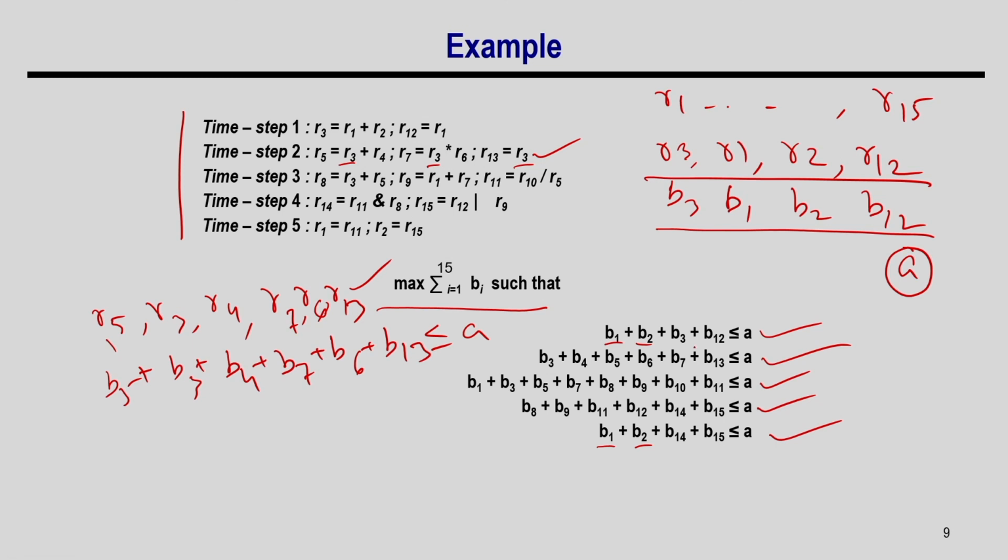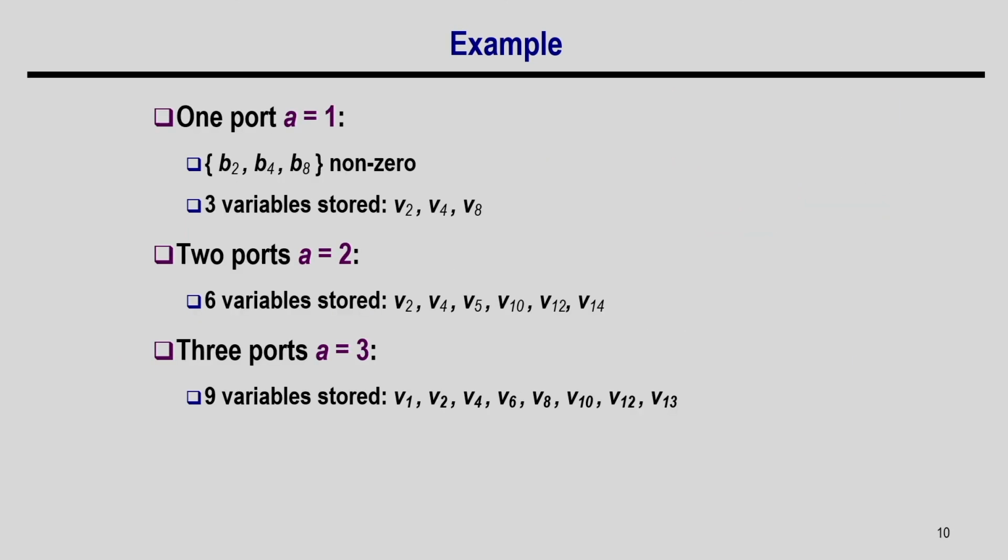For example, B3 occurs here, here, and here. So, the way I assign B3, if B3 is equal to 1, it will impact all these constraints. So, the way I assign the value 1 or 0 to B1 through B15 must be such that all the constraints get satisfied. That is what the ILP will do for us.